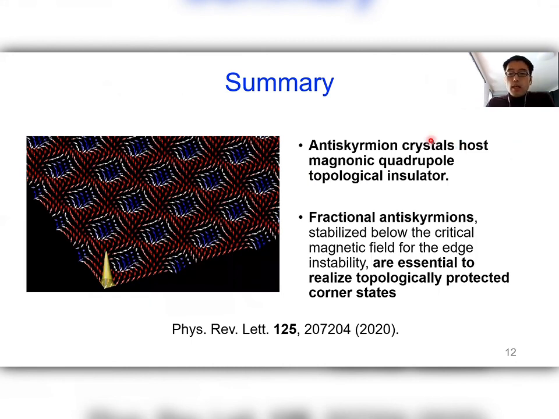So in summary, I have shown that antiskyrmion crystals host magnonic topological insulators characterized by magnonic corner states. For the realization, we need fractional antiskyrmions along the sample boundaries, and they can be realized as we decrease the magnetic field. So thank you very much for your attention.